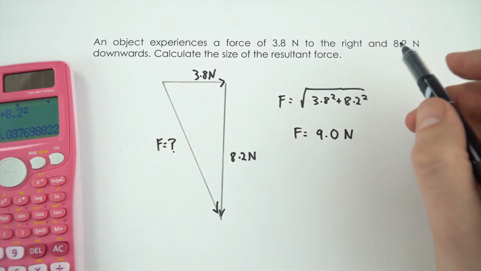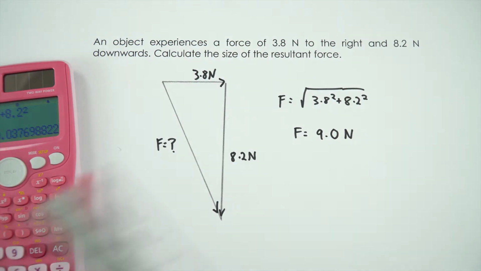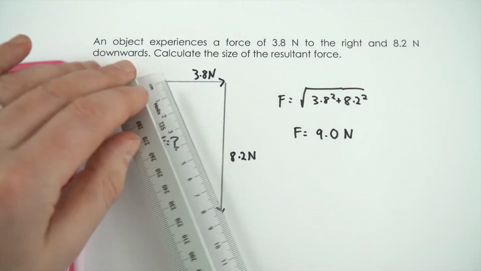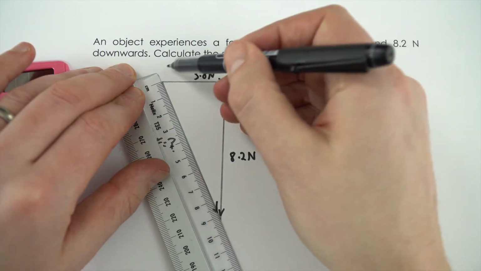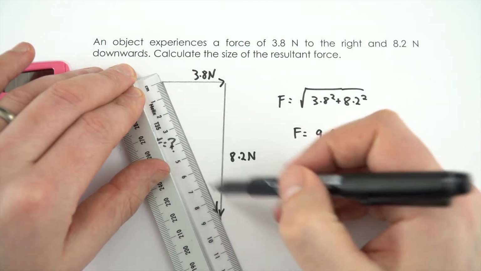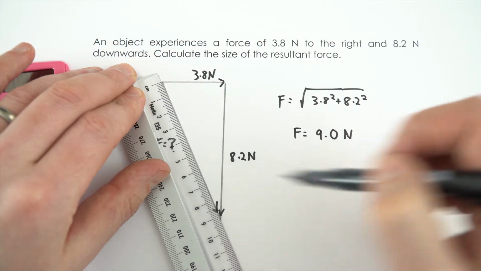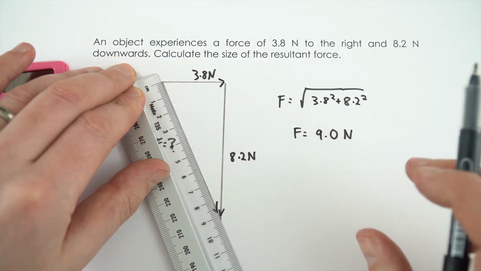I can just do a little check here because this is a roughly accurate diagram. If this is going to be about 9 centimetres, then I've probably got the right answer. So we can see that the length of this resultant side, the resultant force, is about 9 centimetres. So 9 newtons is an appropriate answer for this.